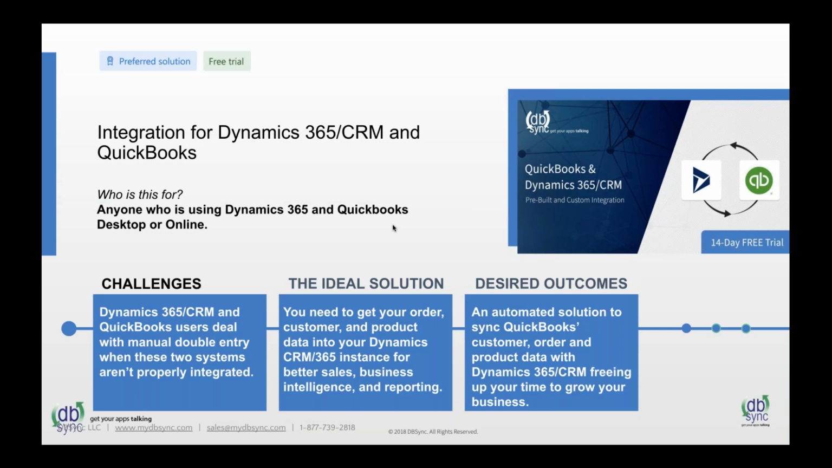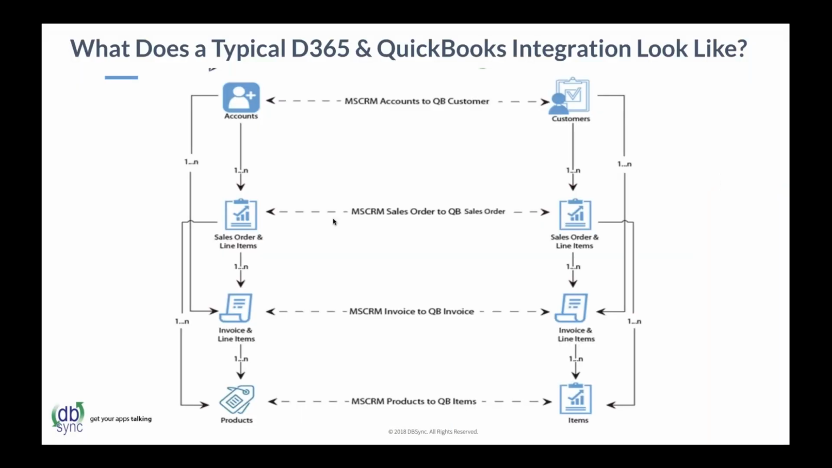So what does the ideal solution and outcome look like? When companies come to us, most of the time they want to get their opportunity and order data out of Dynamics and into QuickBooks. And this needs to be done in a way that is totally automated so that as many human touch points are reduced as possible. This saves them an enormous amount of time between double data entry and fixing errors related to it. And that's time that they can now spend focusing on growing their business. So Avinash, can you maybe talk a little bit about what a typical Dynamics 365 and QuickBooks integration looks like?